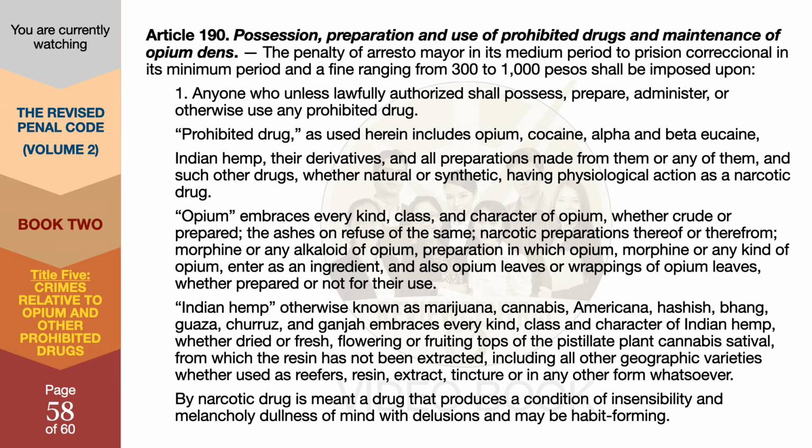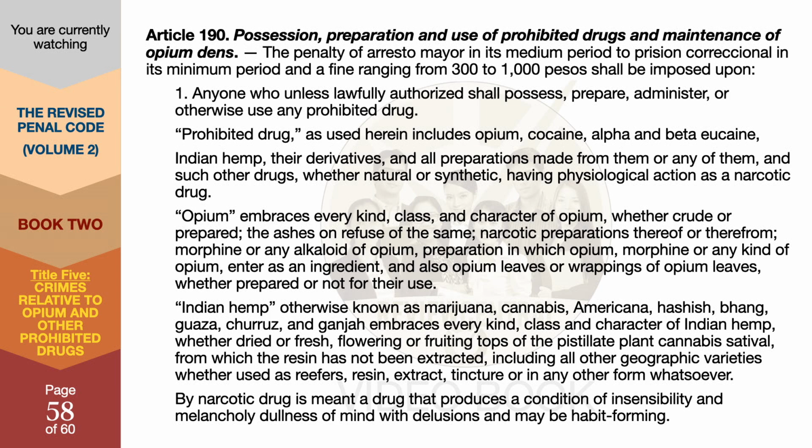Prohibited drug, as used herein, includes opium, cocaine, alpha and beta-eucaine, Indian hemp, their derivatives, and all preparations made from them or any of them, and such other drugs, whether natural or synthetic, having physiological action as a narcotic drug.